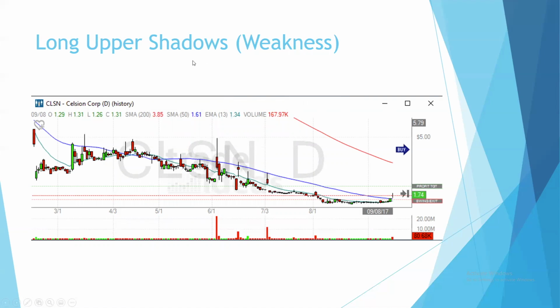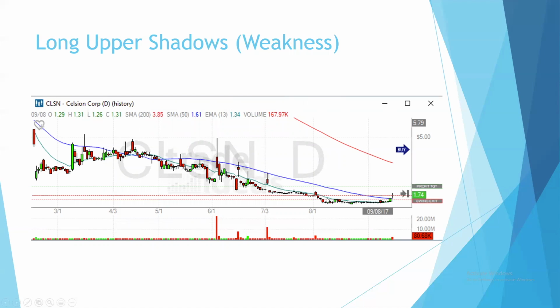Same exact thing with long upper shadows. Every single time we have a long upper shadow, it shows weakness, right? We have a long upper shadow. What happens the next day? It falls, right? We have a long upper shadow. What happens? It falls. Upper shadow, next day it falls. Whoopsie. Right? Every single time.